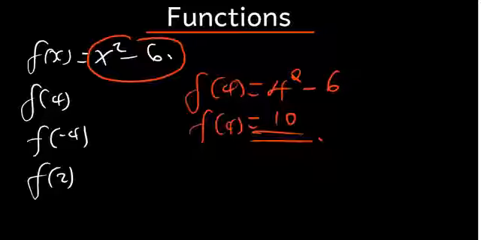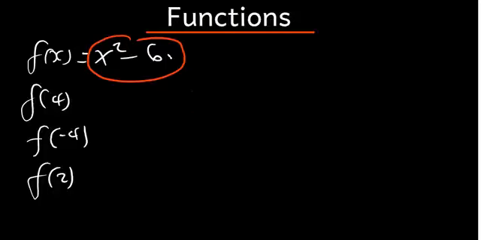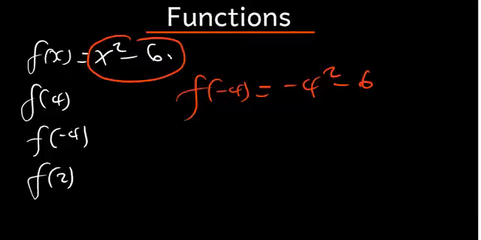So we go to part 2, which is saying f of negative 4. So f of negative 4 is going to be negative 4 squared minus 6. Negative 4 squared is going to give us 16. Then 16 minus 6 is going to be 10. So for part 1 and part 2, the answer is going to be the same.